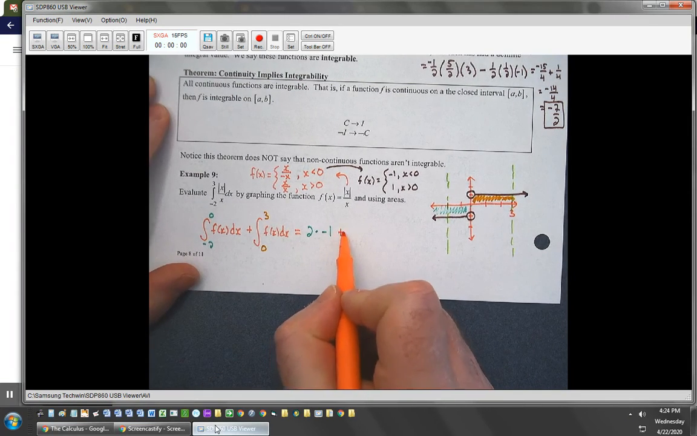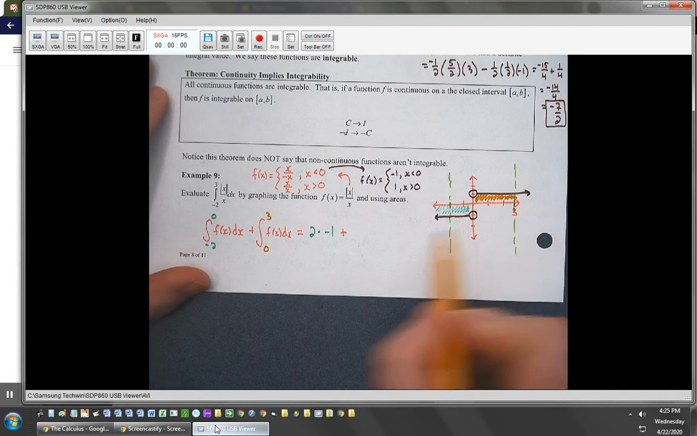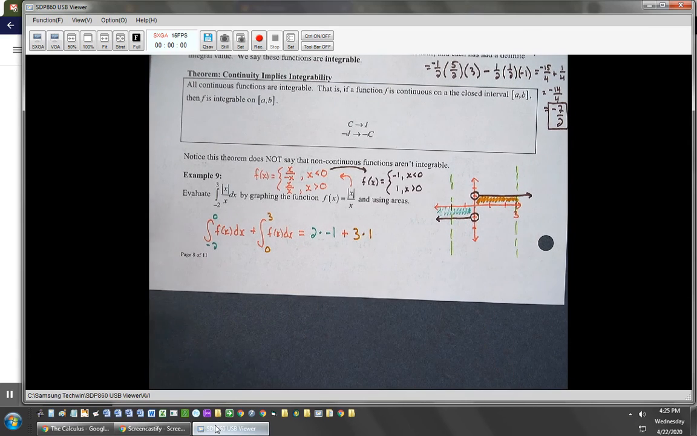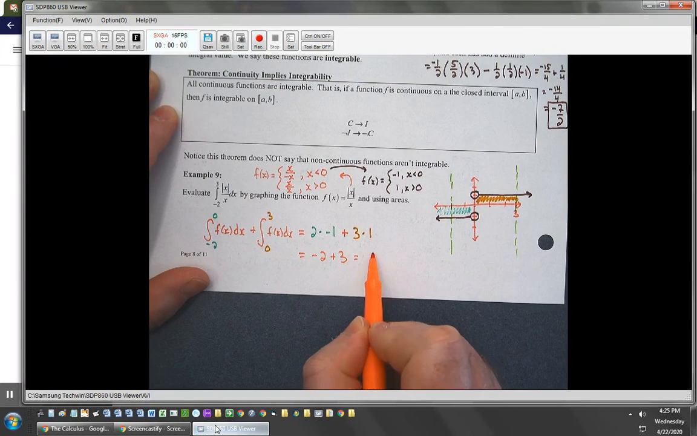Plus what's its length? 3 times what's its height? 1. So I would end up with negative 2 plus 3, which would end up being 1.